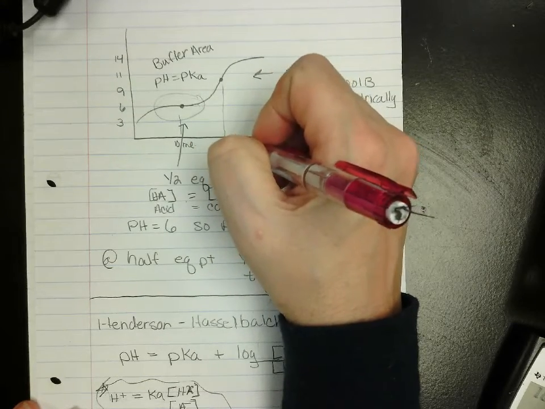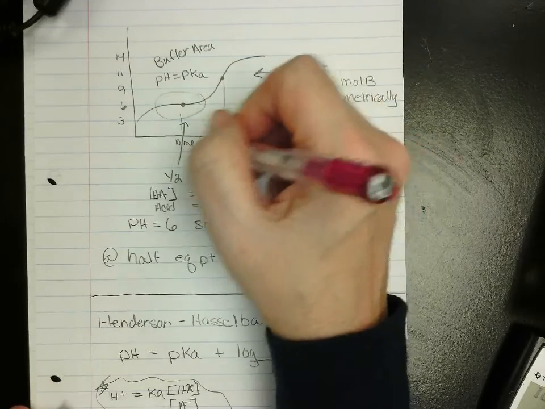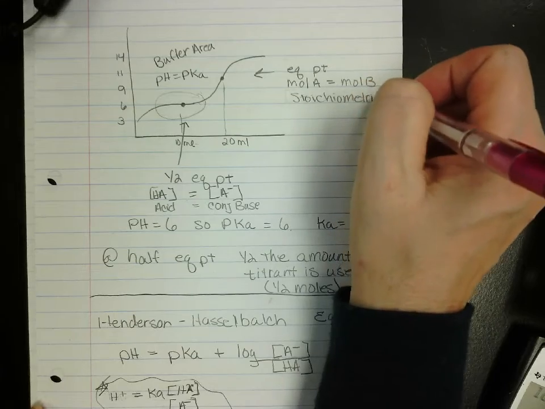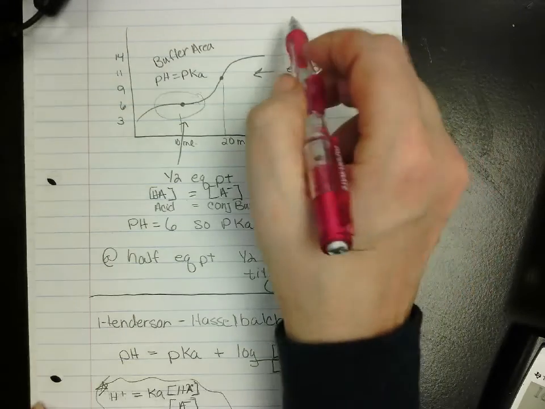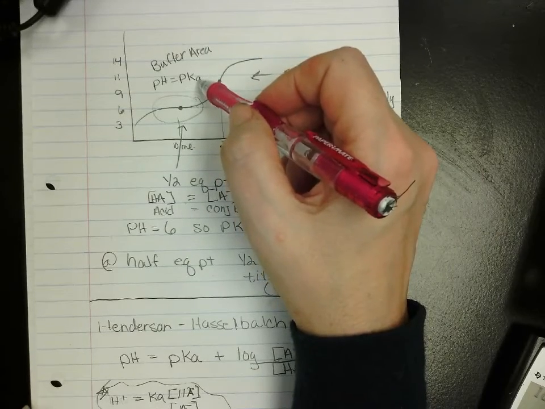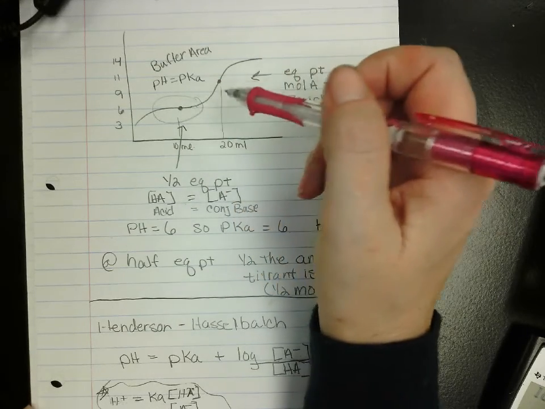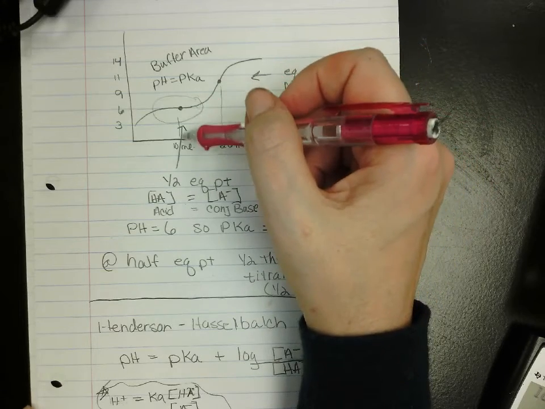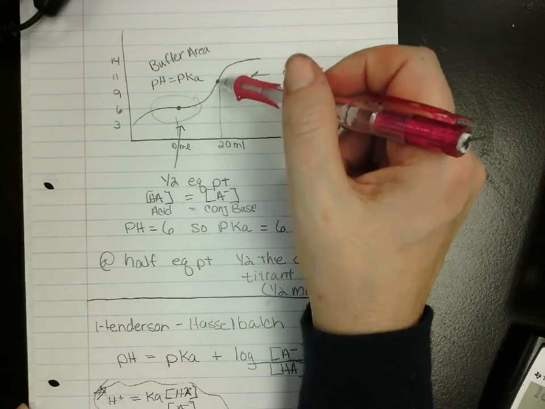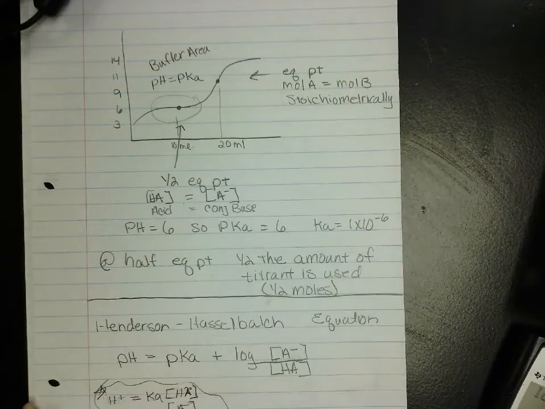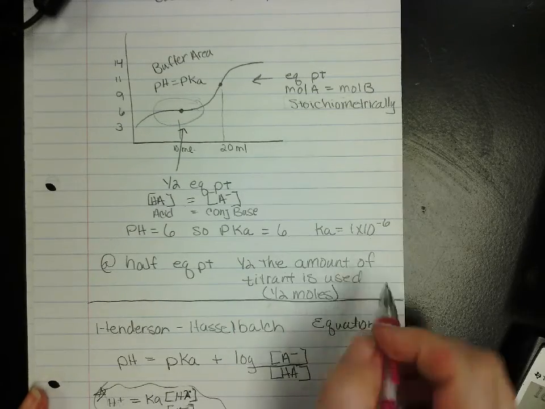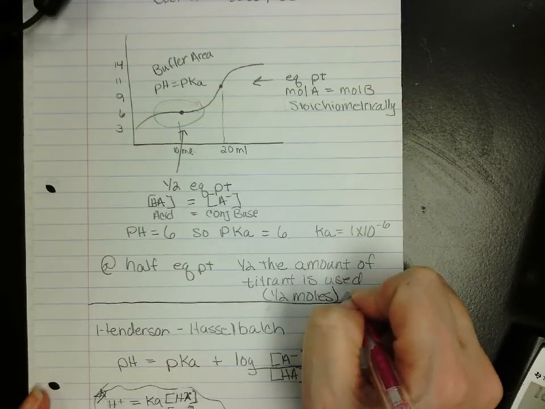So if I have 20 milliliters here, that'd be 10 milliliters. If I have 2 moles there, that would be 1 mole. Okay, because remember, our equivalence point is where moles of A equals moles of B stoichiometrically. So we can use this buffer graph to figure out our pKa if we need to. We can find the pH of that perfect buffer. If we know how much volume it took to get to our perfect buffer, I would know how much volume to get to my equivalence point. Okay, so half equivalence point is half the amount of the titrant used. So half the moles to get to equivalence point. Okay?